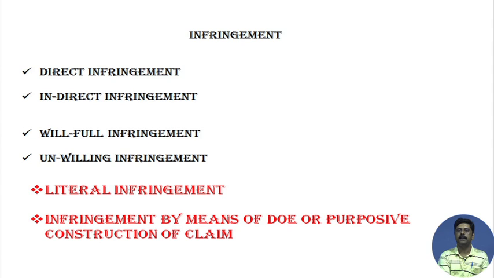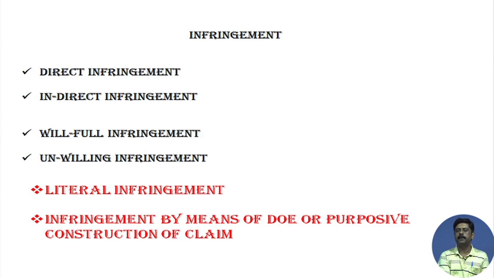Something substantially doing the same function, let us say a joining means. A joining means can be done by bolt, nut, or welding, brazing, soldering. If somebody has a patent on brazing and somebody else replaces that brazing by soldering and performs the same function, without any difference in efficacy or functionality, then he can come within the purview of doctrine of equivalence.